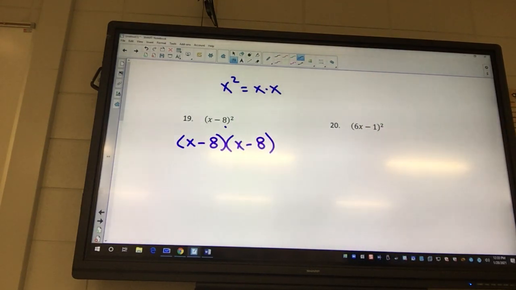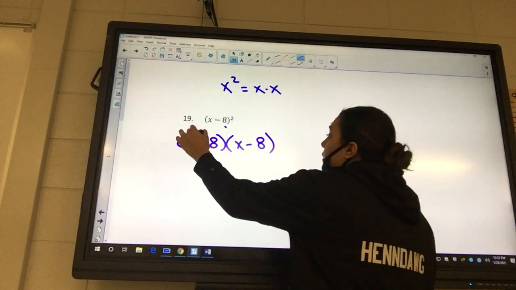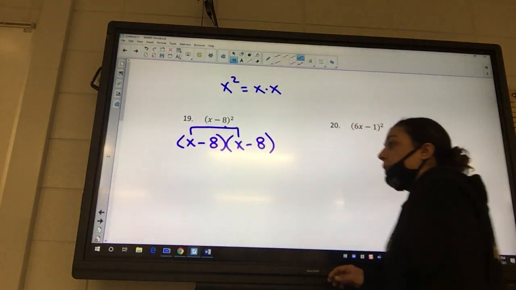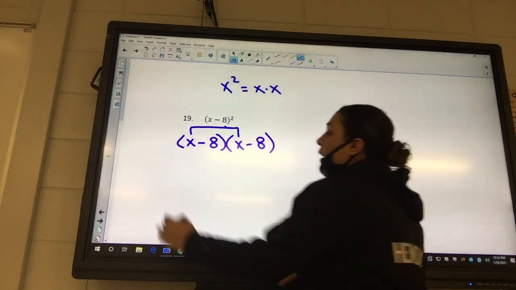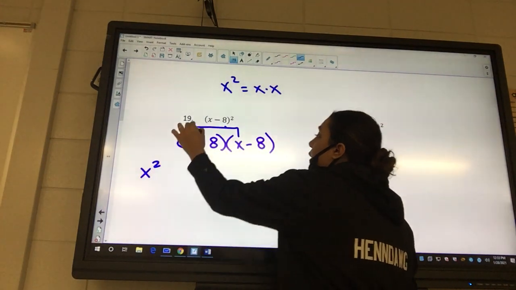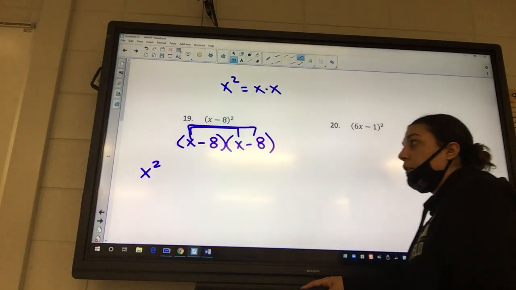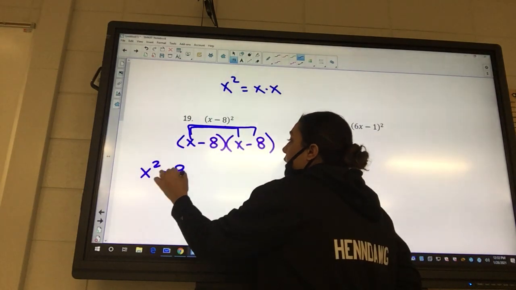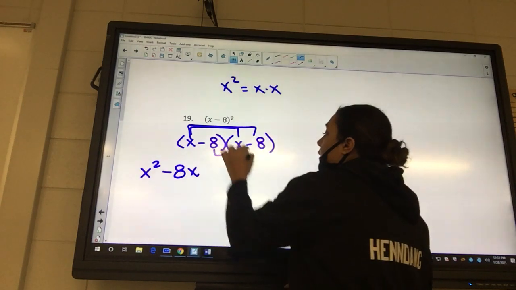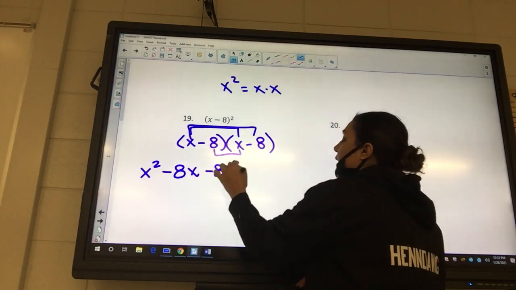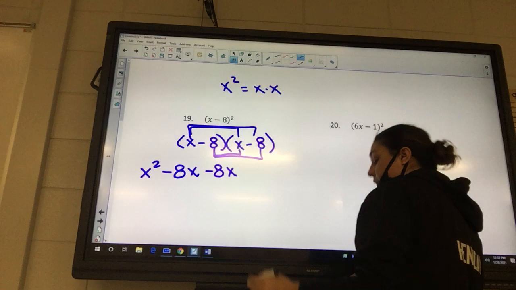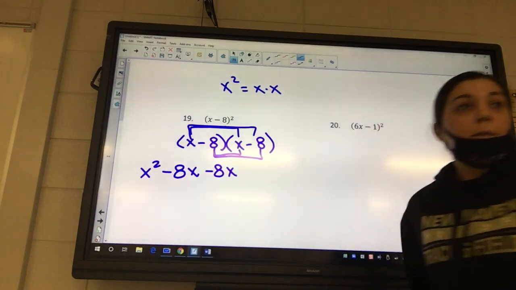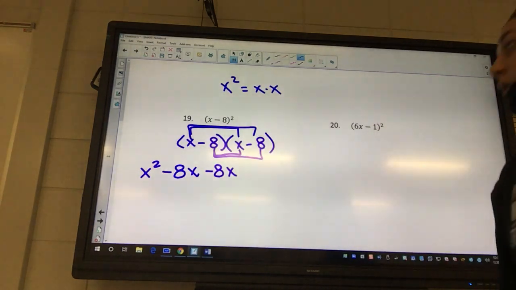And so we're going to FOIL it out. So we're going to multiply the first. What am I going to get for the first? X squared. What about the outer? Negative 8x. The inner? Negative 8x. And the last? Plus 64.